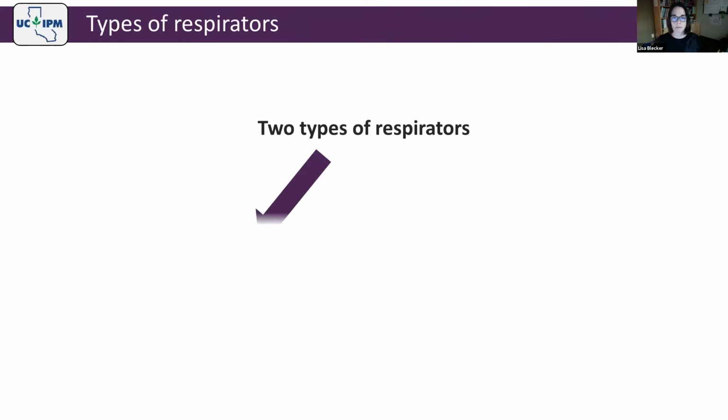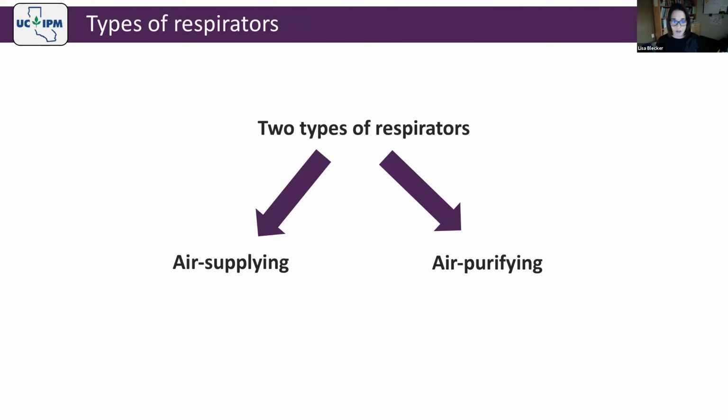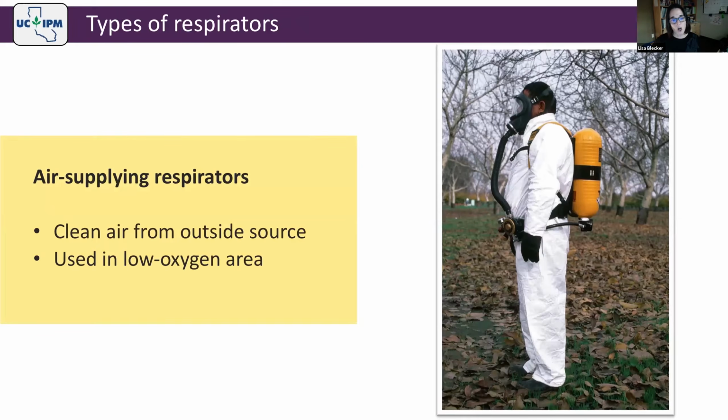So there are 2 primary types of respirators: an air supplying respirator and an air purifying respirator. Air supplying respirators aren't ones that we're really going to talk about today. They provide their own oxygen, right? It's clean air. They're not purifying any air. You bring your own air in pressurized tanks, and they're primarily used in emergency situations and in low oxygen environments. So I'm not going to say any more about air supplying respirators because that's not primarily what you are going to be using.